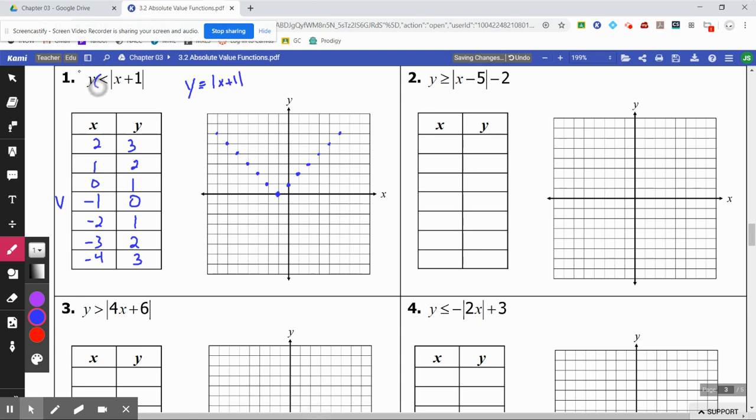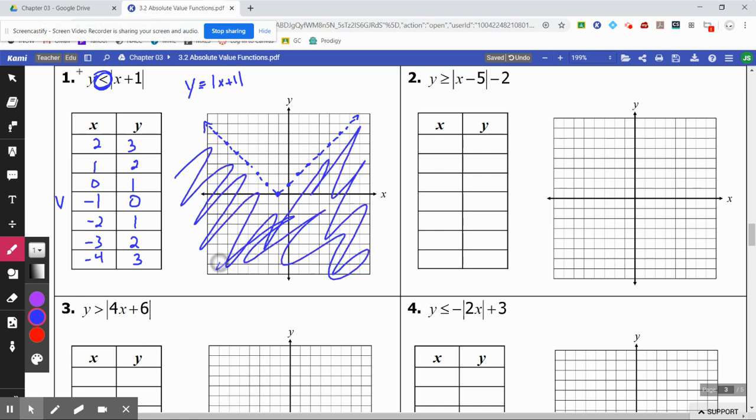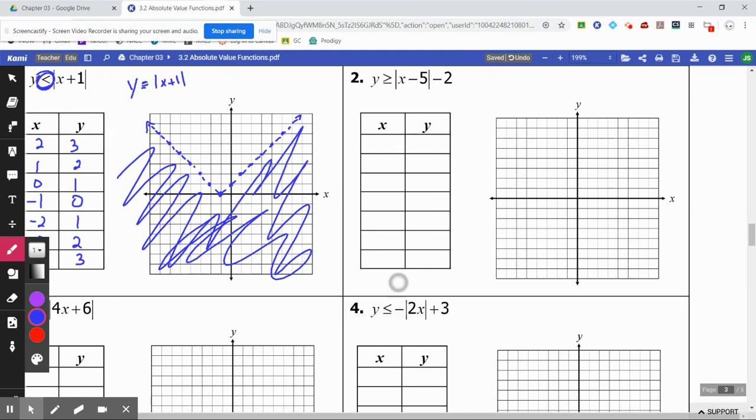Now let's go back to this. For less than, we're going to do a dotted graph. So my graph is dotted and not solid. And then simply once you have it dotted or solid, once you draw that graph, we're just going to shade. Since it's less than, you're just going to shade everything, including over here, everything below that V-shaped graph. And that's going to be your graph.